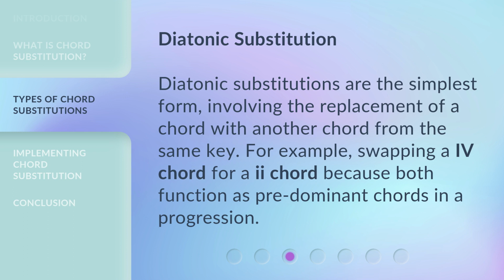Diatonic substitution. Diatonic substitutions are the simplest form, involving the replacement of a chord with another chord from the same key. For example, swapping a IV chord for a ii chord because both function as predominant chords in a progression.